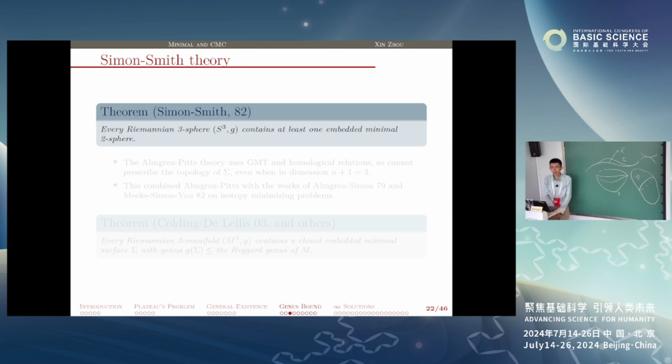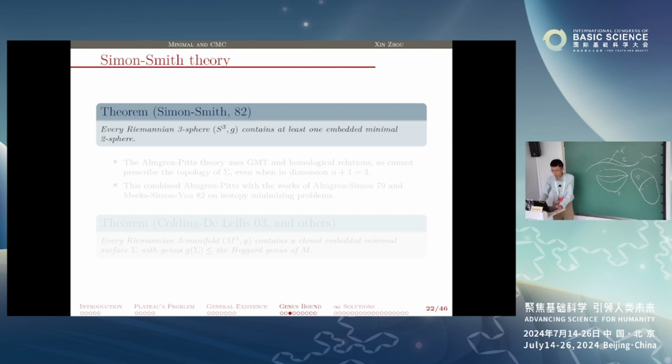Let me go through what was known about this conjecture. Shortly after the conjecture was made, Simon, Smith, Leon, and his students proved that there is at least one smooth embedded minimal 2-sphere. Actually, this was not published in a journal, but was only in ANU's thesis library.